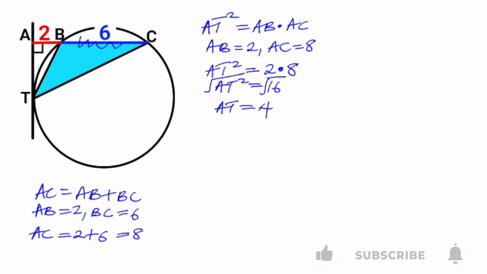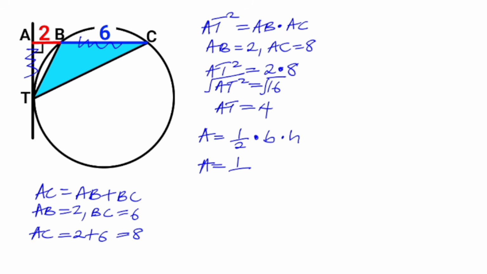Now, to find the area of triangle BCT, we can treat the segment BC as the base of the triangle. Because the line segment AC is perpendicular to the tangent line AT, the length of AT represents the exact perpendicular height of triangle BCT relative to its base BC. Going further, we can calculate the area using the standard triangle formula. To do this, let's recall that the area of a triangle is 1 over 2 times base times height. So, the area of triangle BCT is equal to 1 over 2 times BC times AT.